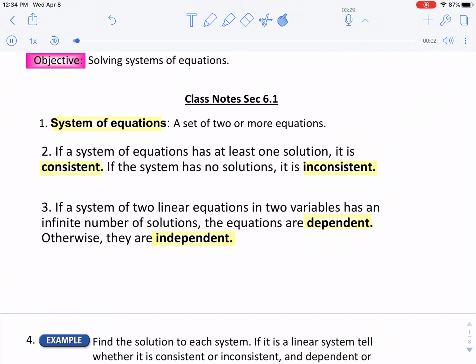This is section 6.1, solving systems of equations. When we solve systems of equations, that means finding where a set of two or more equations intersect. If a system of equations has at least one solution, it is consistent. If it has no solutions, it's inconsistent. If a system of two linear equations in two variables has infinite solutions, then they are dependent. Otherwise, they are independent. So let's look at some examples.